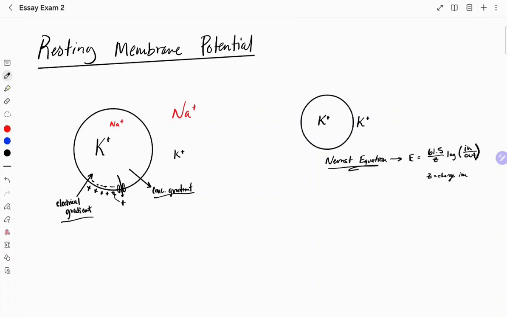And this Nernst equation assumes complete permeability of the cell membrane for the ions. So it assumes, for example, that the cell membrane is completely permeable to potassium.